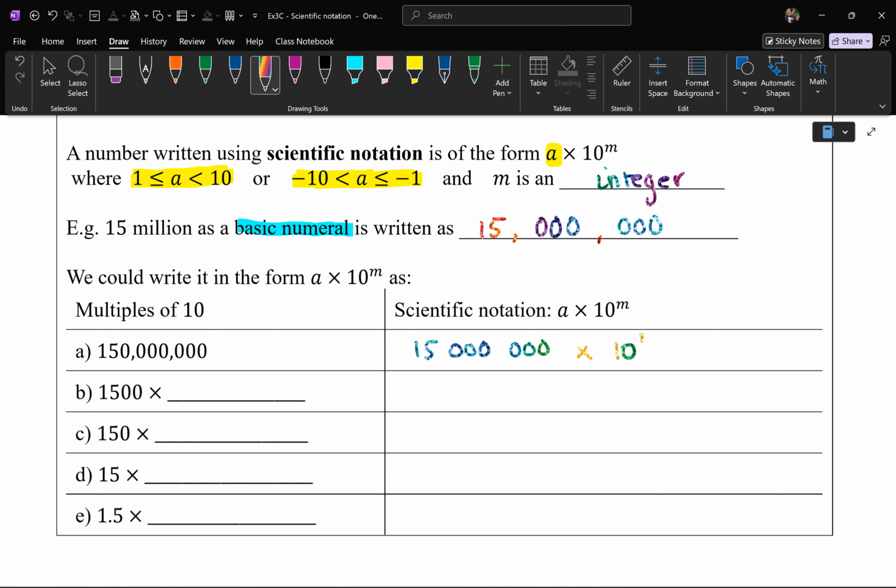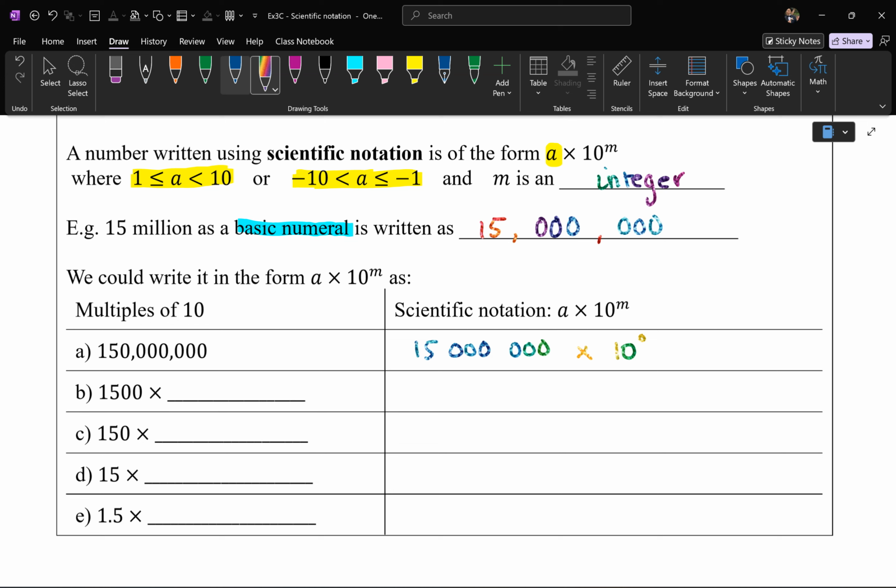Sorry, not 1. What do we need to change it to? Because if we times it by 10, it makes it now 150 million. How do I make it 1 though? 0, very good. So this should be 10 to the power of 0. Let me just fix that. 10 to the power of 0 is the same thing as saying 15 million times 1, which is still 15 million.